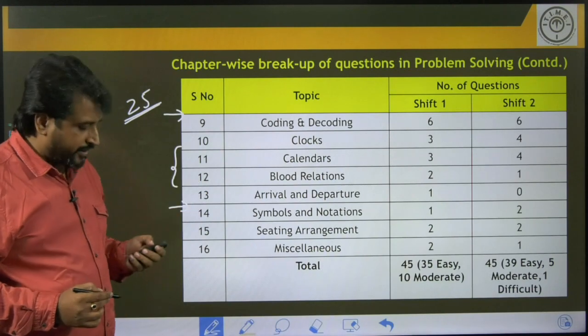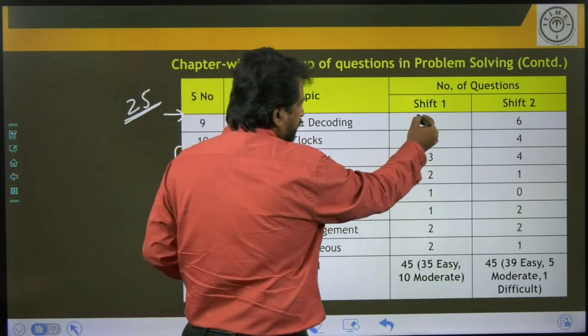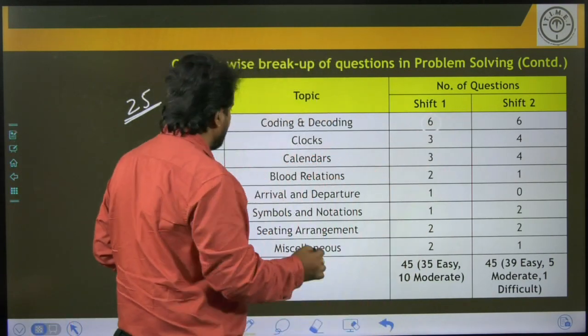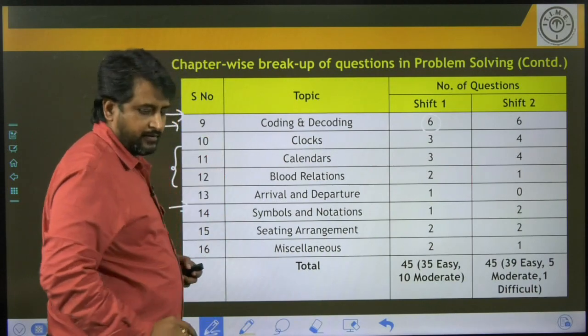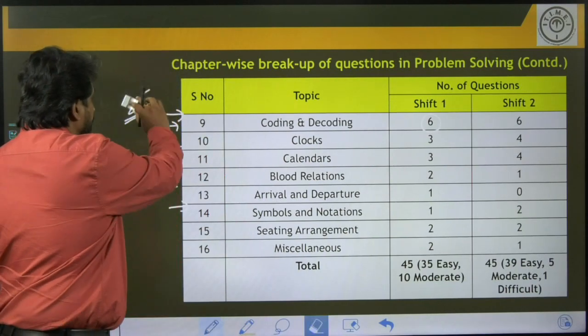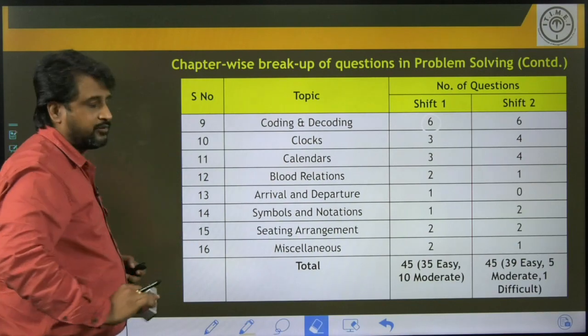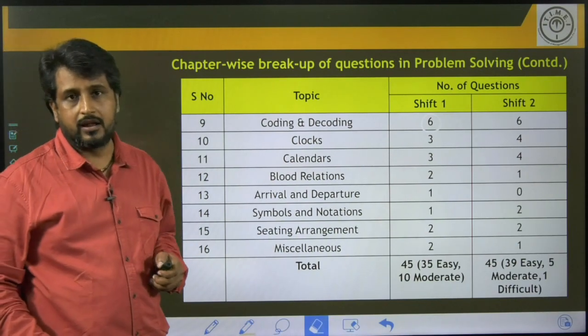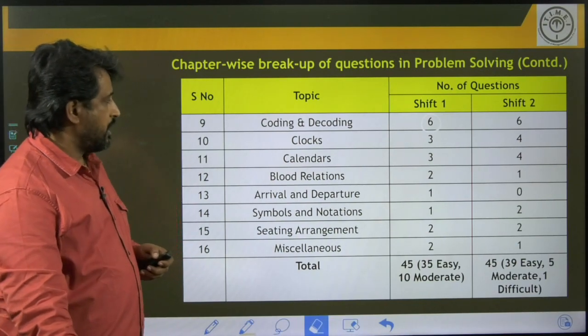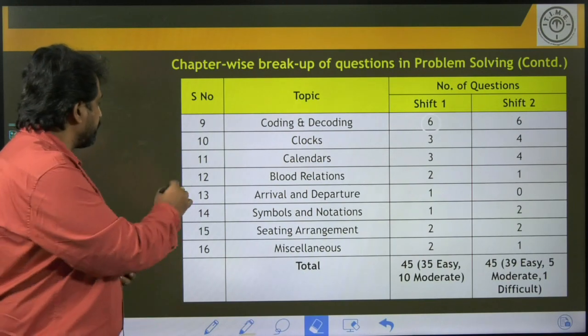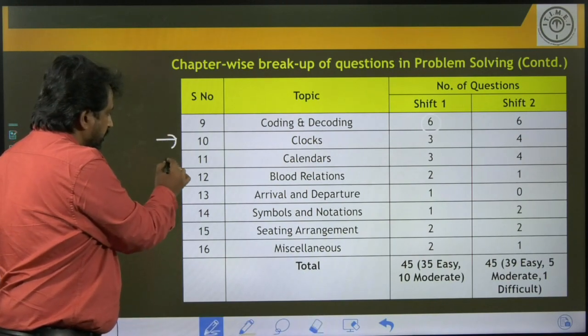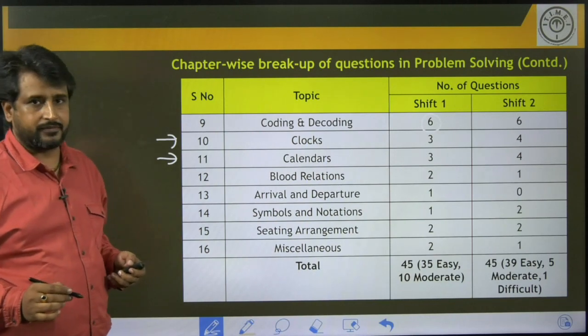And from the area of coding and decoding, last year also they gave 6 questions, and this year also they gave exactly 6 questions, but comparing to the last year, the level of difficulty is low. And more number of questions they gave from clocks and calendars.